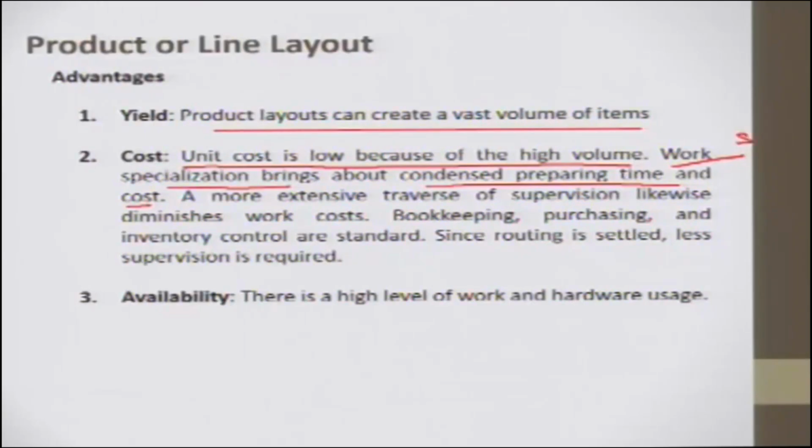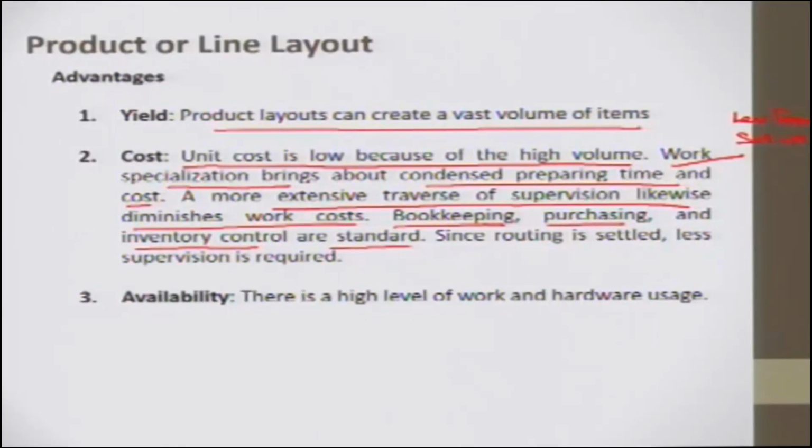Less frequent setups and more extensive span of supervision likewise decreases labor cost. Extensive supervision is carried out by the worker here. Now bookkeeping or accounting, purchasing and inventory control are all routine because of mass production. Since routing is all settled here, less supervision is required. Then there is availability. There is a high level of labor and equipment usage. The capacity utilization is high here.